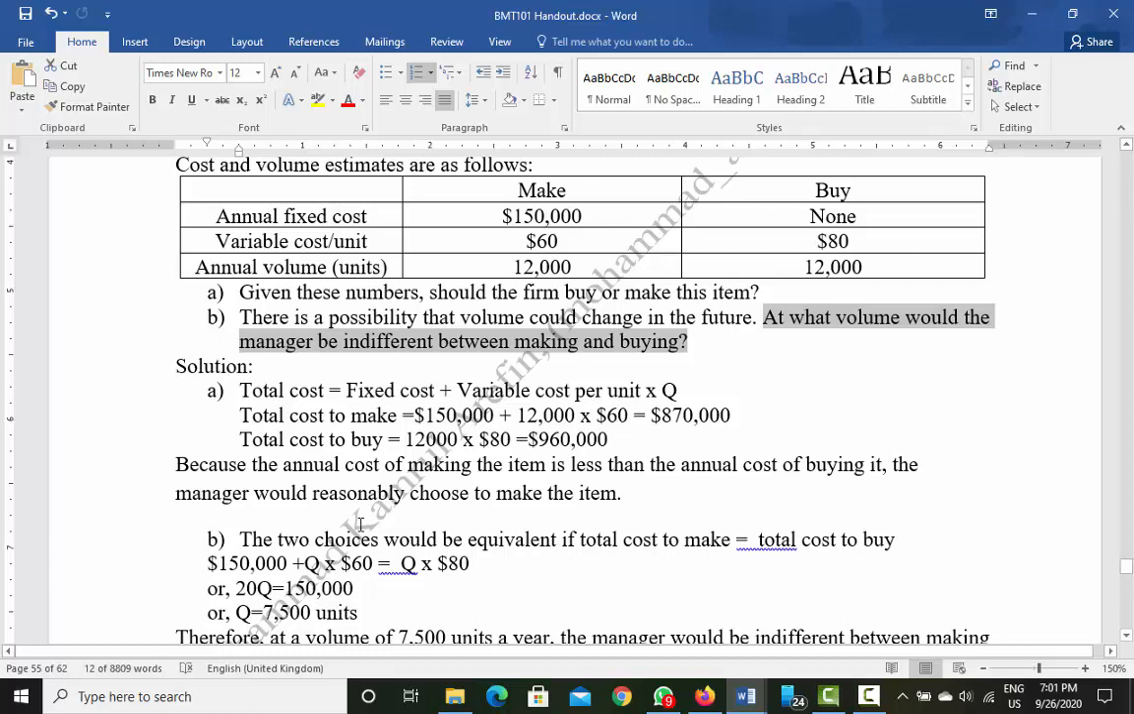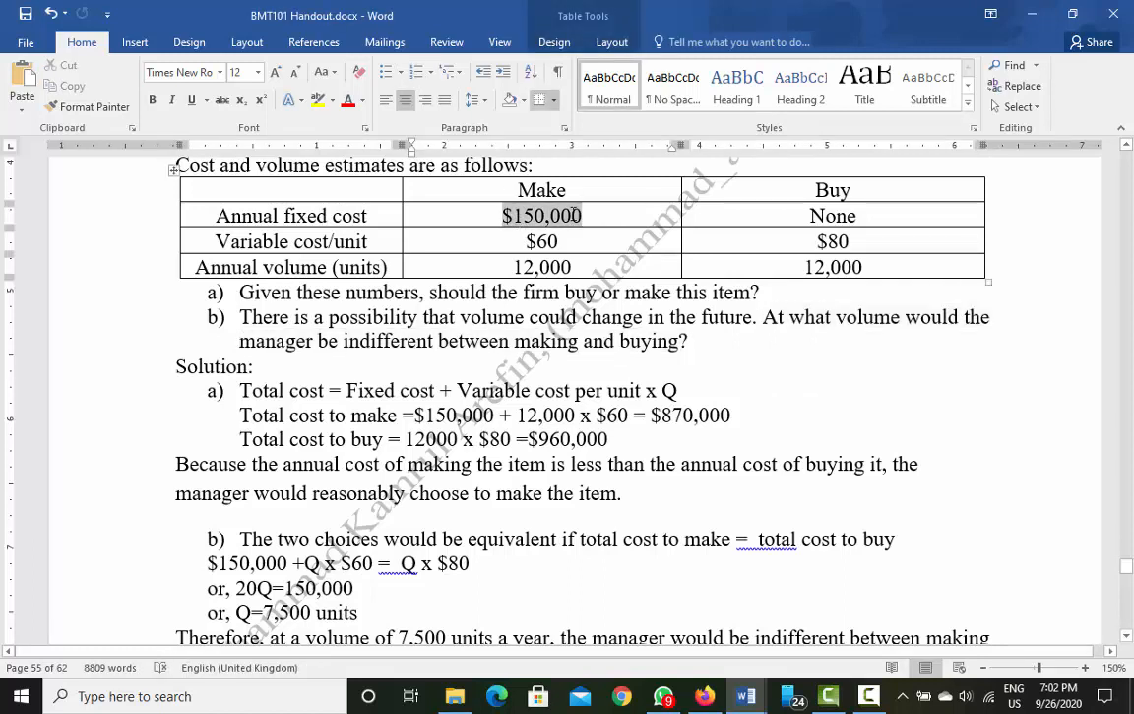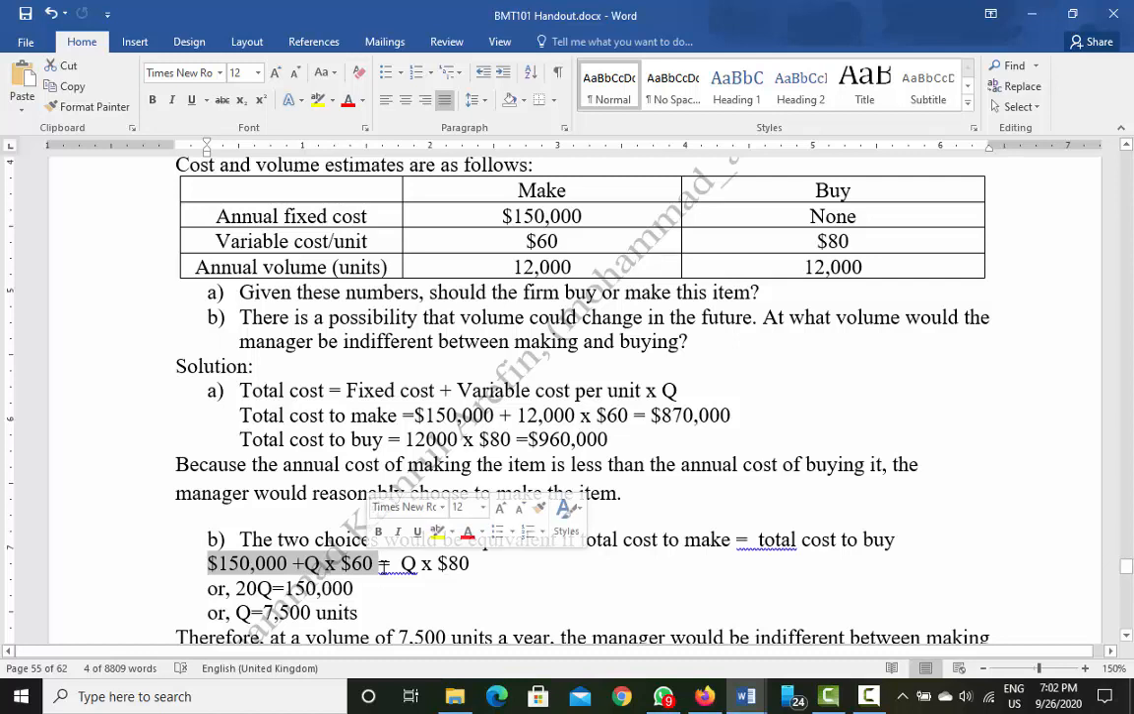Let's consider that the quantity is Q. If you make Q quantities of the output, the total cost is the fixed cost of 150,000 plus Q multiplied by the variable cost. Variable cost means variable cost per unit multiplied by quantity. So this will be the total cost to make if you make Q units of the product.